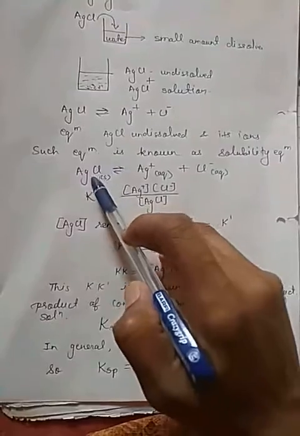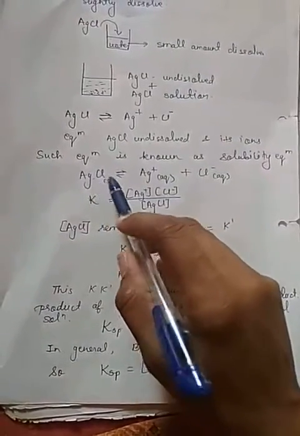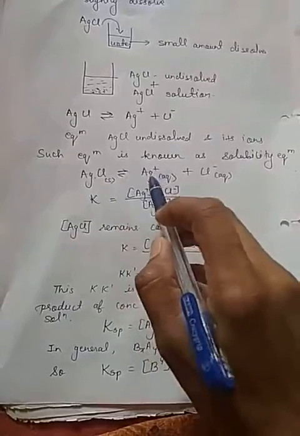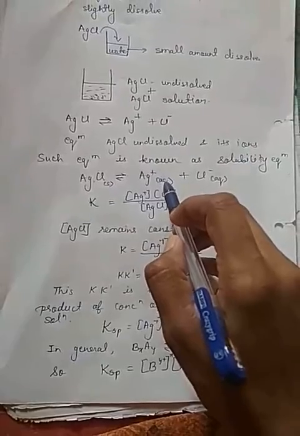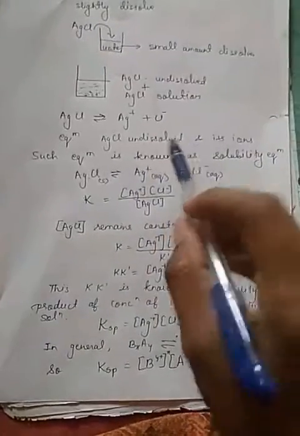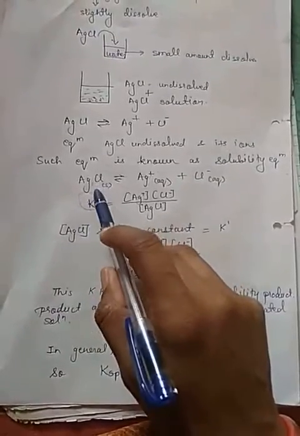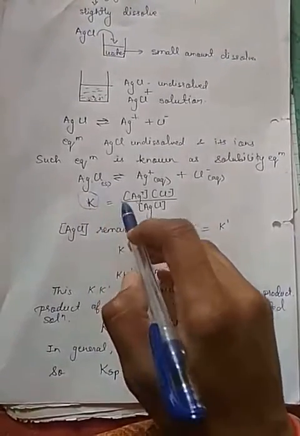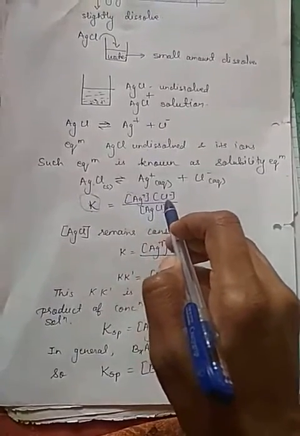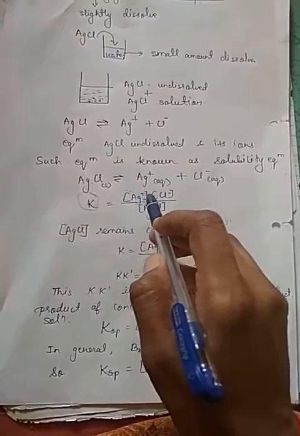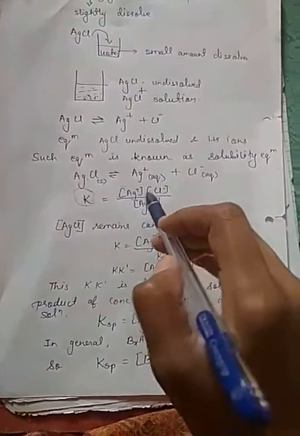So we have taken a salt, AgCl. In bracket you can see s means solid. So AgCl in solid form has an equilibrium with the Ag+ ion, which we get when we dissolve in water, that is aqueous, and the Cl- ion in aqueous form. The equilibrium constant K for this sparingly soluble compound AgCl is given by the concentration of Ag+ ion, square bracket means concentration, into the concentration of Cl- ion divided by the concentration of AgCl.